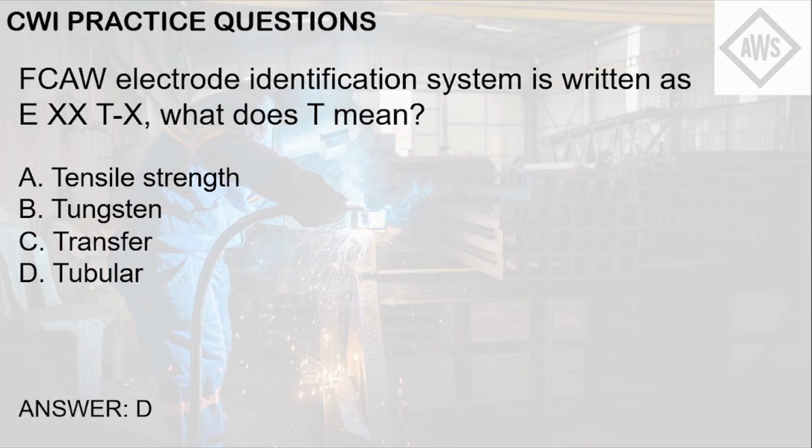Tensile strength refers to the first 2 or first 2 to 3 digits of this FCAW electrode identification system. Tungsten does not refer to FCAW, it refers to GTAW. Transfer, or the mode of transfer, does not refer to FCAW but to GMAW. So you need to distinguish that. For FCAW, when you see that T in the electrode identification system, that means tubular.